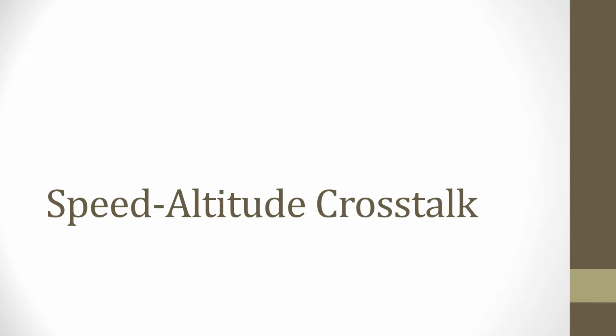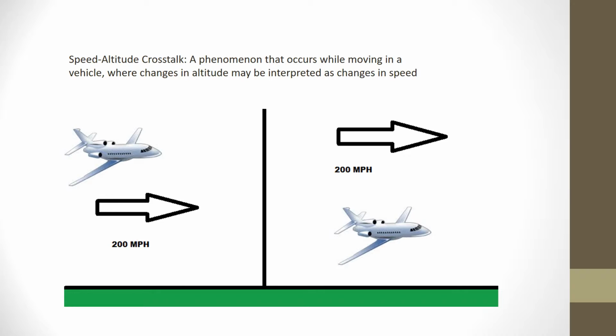My name is Thomas Barr, and today we will be going over a concept in the field of psychology known as speed-altitude crosstalk. A very brief description of speed-altitude crosstalk is that it is a phenomenon that occurs while moving in a vehicle where changes in altitude may be interpreted as changes in speed.